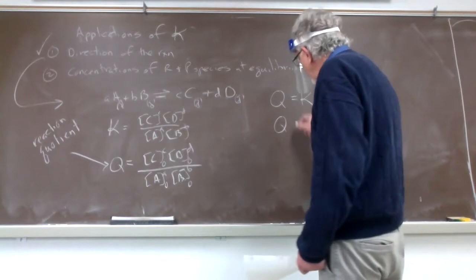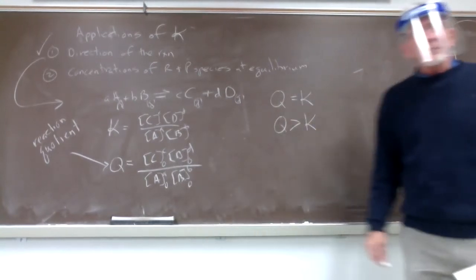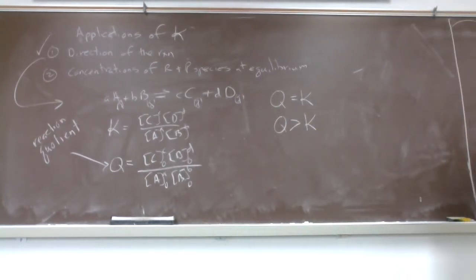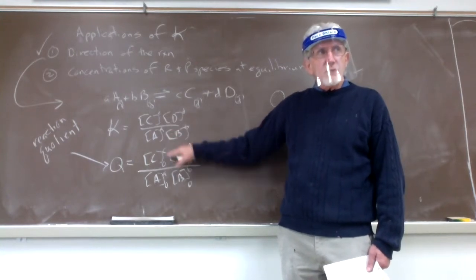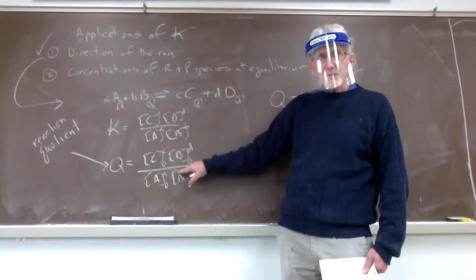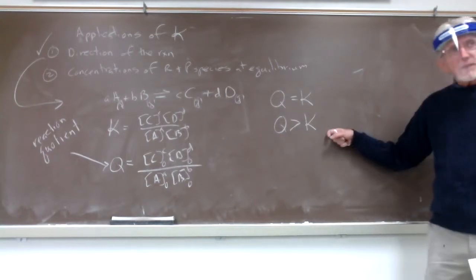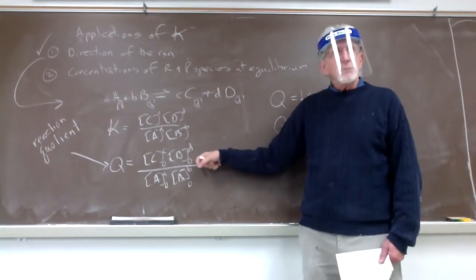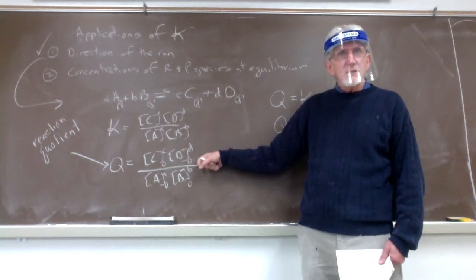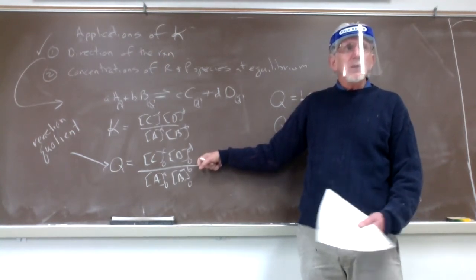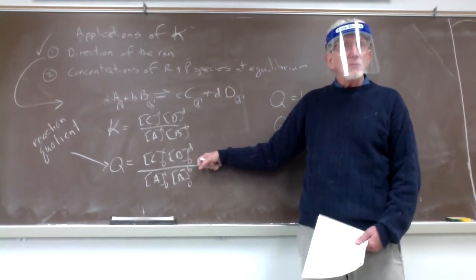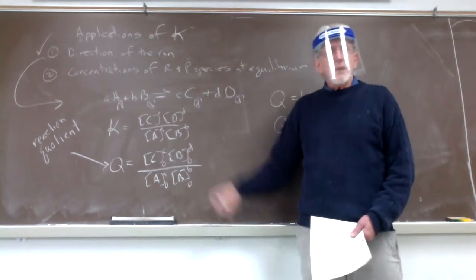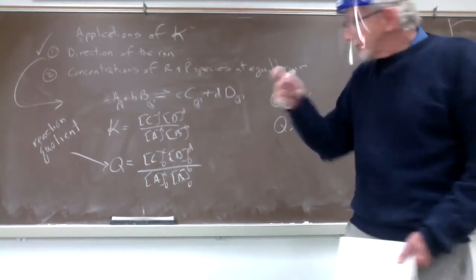But what if Q is greater than the equilibrium constant? What does that mean physically? That would mean that we have too much product in the system, right? Both of these are product concentrations over the reactant concentrations. If Q is larger than the equilibrium constant, then we must have too much product. Does that make sense? So what must the reaction do to get back to equilibrium? In which direction will it have to run in order to get to a value that's equal to K? Reverse, exactly.